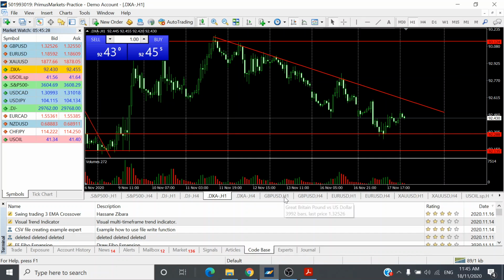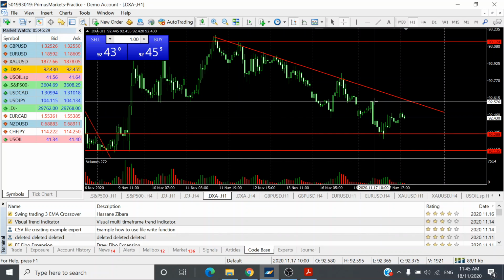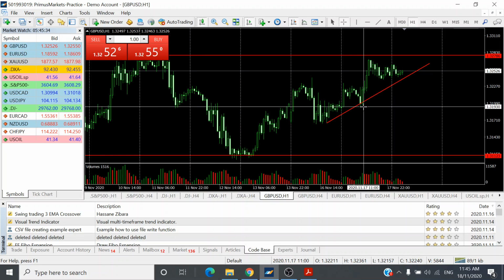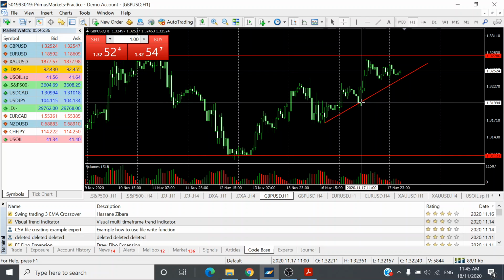With the US dollar being mostly bearish yesterday, we do see one major cycle for the UK pound during the afternoon session at about 4 p.m. The UK pound rises from 1.3198 all the way to 1.3270. This was a 72 pip movement.